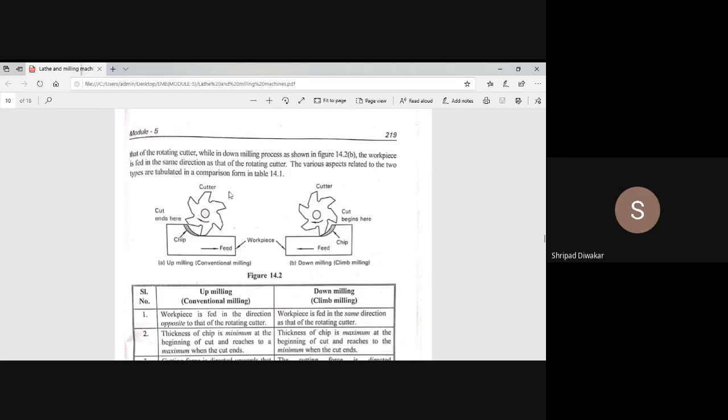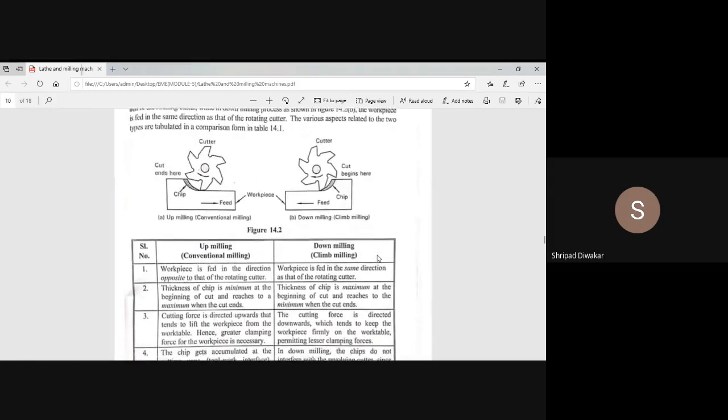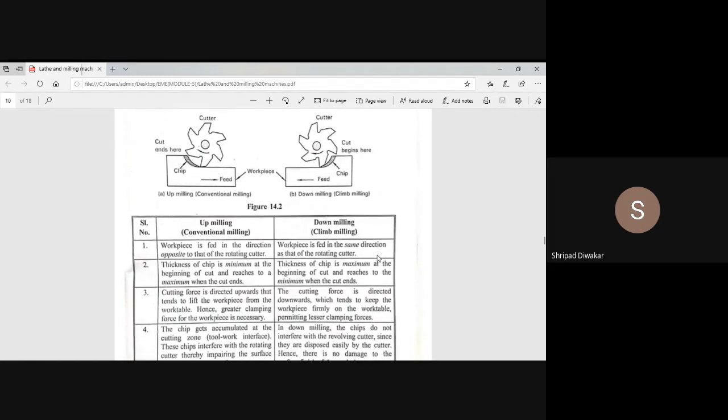Okay, so in case of up milling, the milling cutter rotates in the opposite direction to that of the workpiece. And in case of down milling, the direction of milling cutter, you see the direction, and also the direction of the workpiece is same. Okay, next we are going to make the difference between up milling and down milling. As I said, the first difference is that the milling cutter moves in the direction opposite to that of the given workpiece.